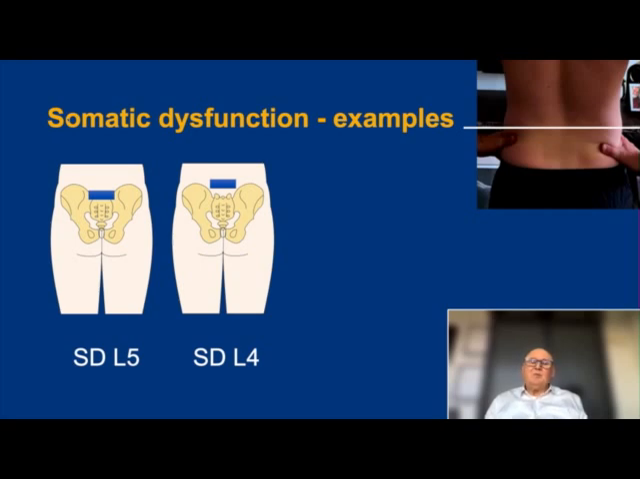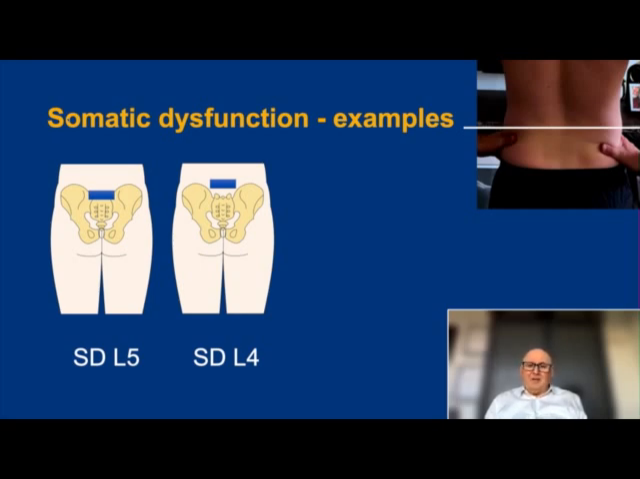In these examples, we see a somatic dysfunction at the level of L5 and a somatic dysfunction at the level of L4. So when we see the somatic dysfunction at the level of L5, there is swelling around the spinal process of L5. There is pain when we palpate the periosteum of the spinal process of L5, and there will be a loss of mobility of the joint between L5 and S1. In some cases, there will also be an asymmetry of the somatic area.